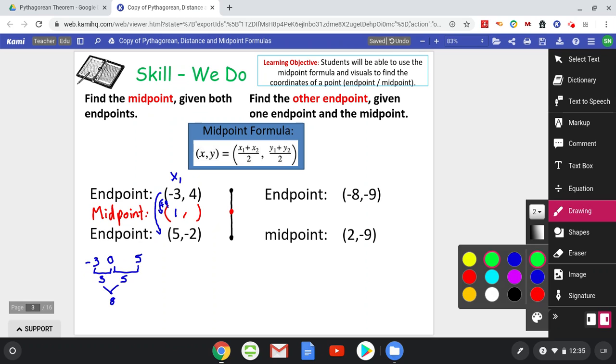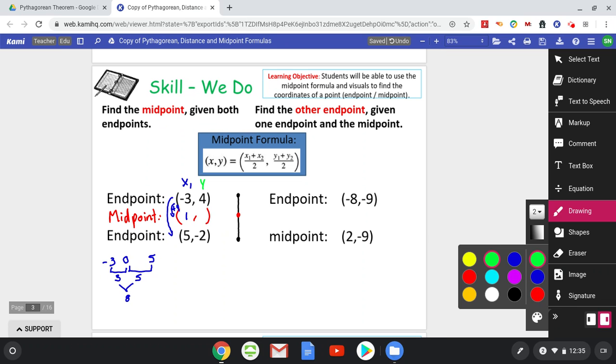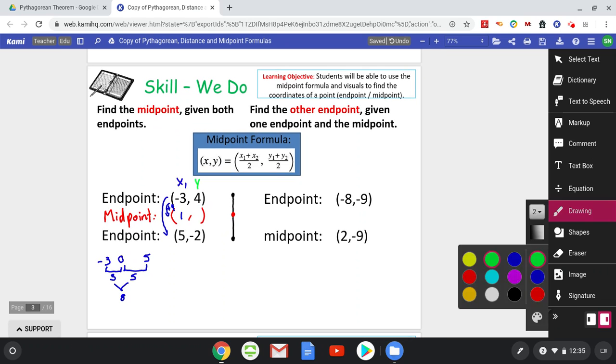Similarly, we have to do the same thing for the y's. We have 4 and a -2. So -2 is here, 4 is here, 0 is in between. The distance between -2 and 0 is 2. The distance between 0 and 4 is 4. That means that the total distance between -2 and 4 is 6.